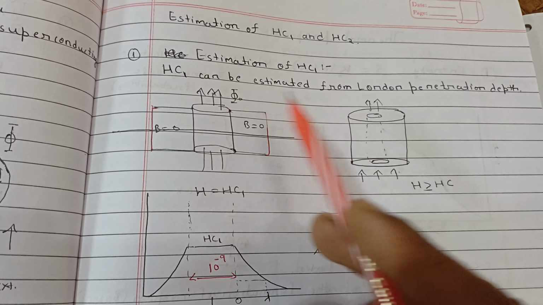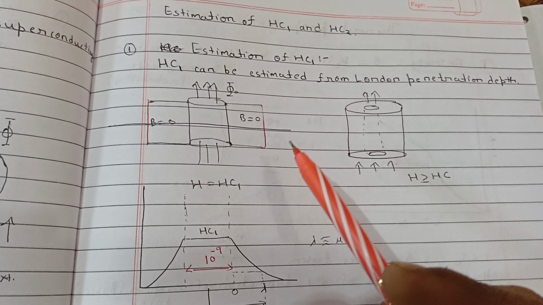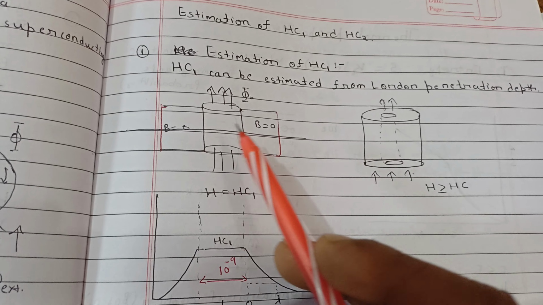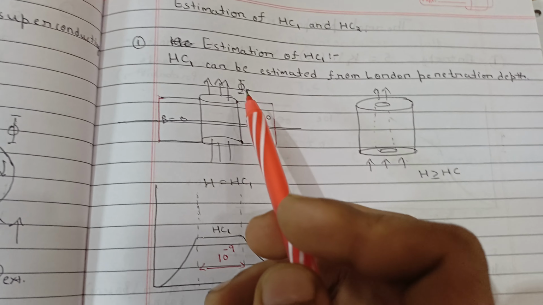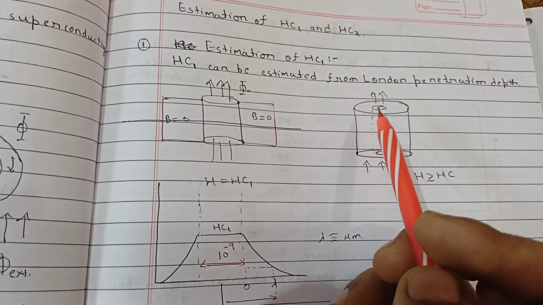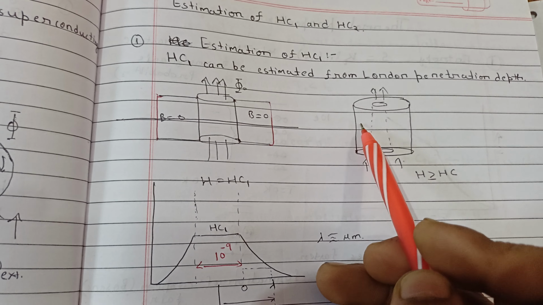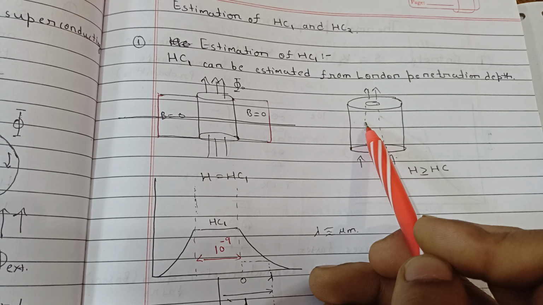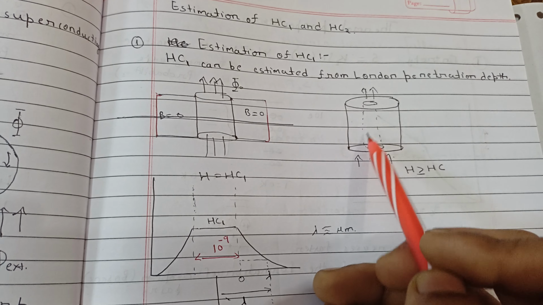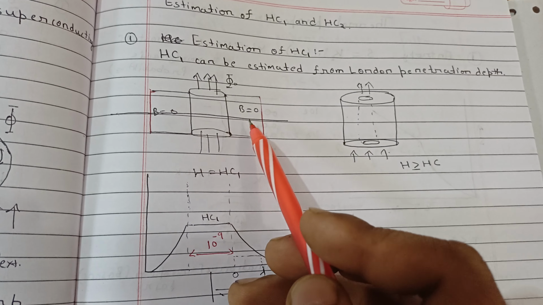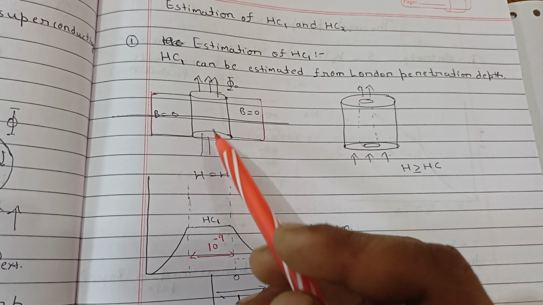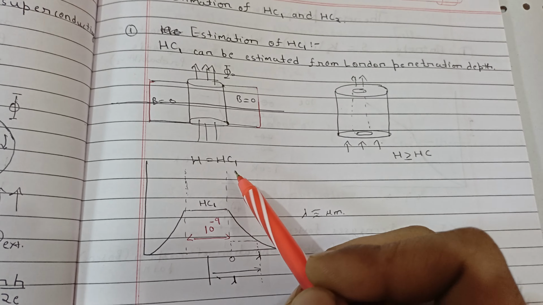So we can measure HC1 using the London penetration depth. We will see how we will measure it. So consider this as this hole. Now in the center this represents the vortex. Okay, so we see that B is 0 here, B is 0 here, but B is not equal to 0 here, because that is the vortex. So B equal to 0 here, B is 0 here, vortex here, at H equal to HC1.